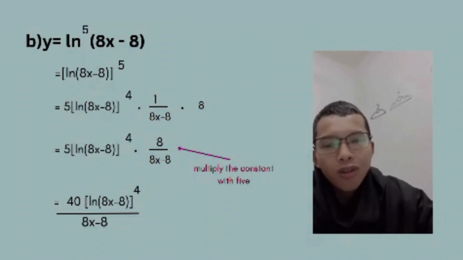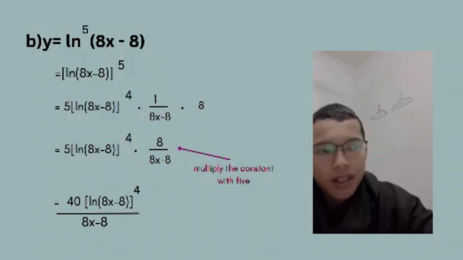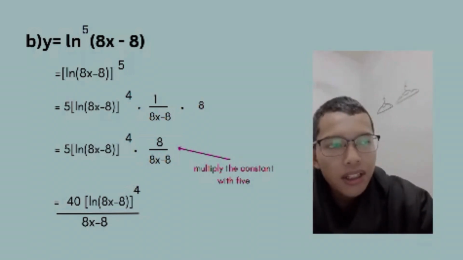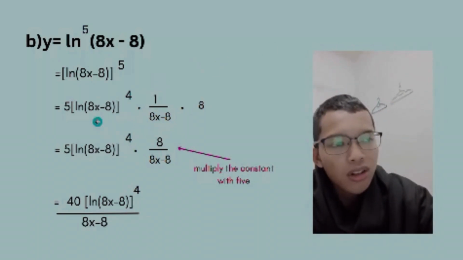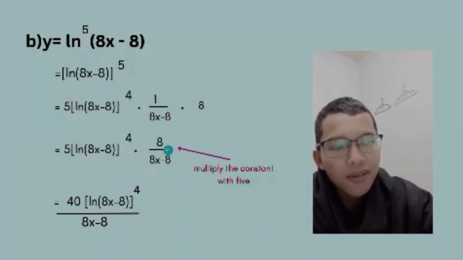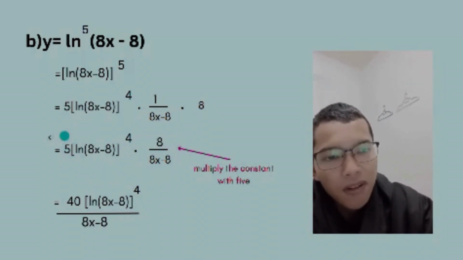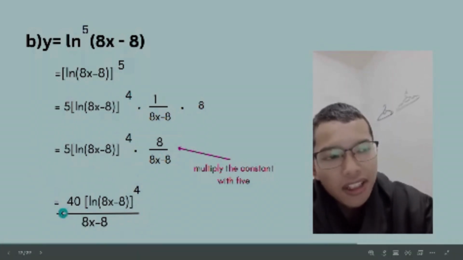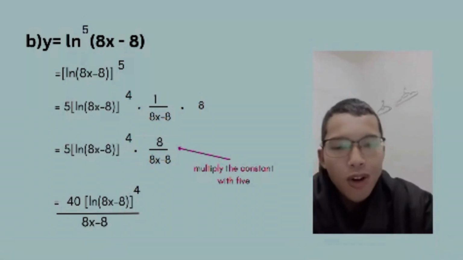Okay, now on to part B. B is a chain rule problem because we have a logarithm with a power. We start by bringing down the exponent 5, then keep the inside as it is, and subtract 1 from the exponent to get the new power of 4. Then we multiply by the derivative of the inside, which is ln of 8x minus 8. The derivative of that is 8 divided by 8x minus 8. We also can multiply the constant with 5, so that we can get the final answer, that is 40 times ln of 8x minus 8, all raised to the power of 4, divided by 8x minus 8. Okay, that's all for me.